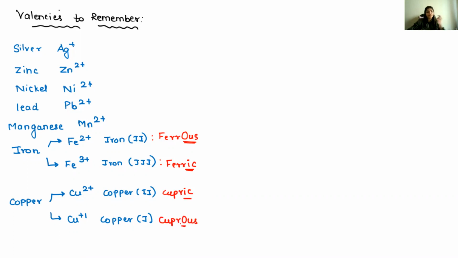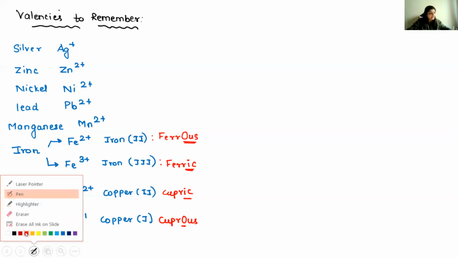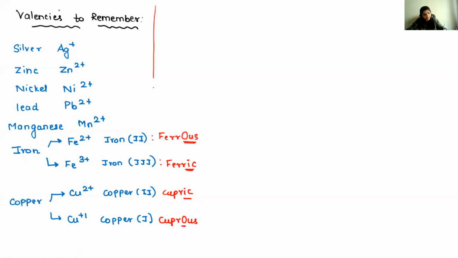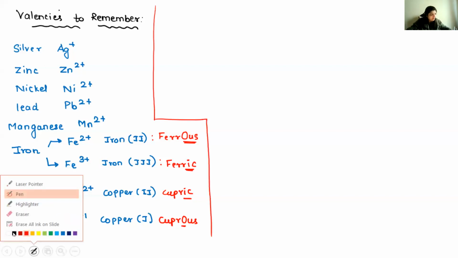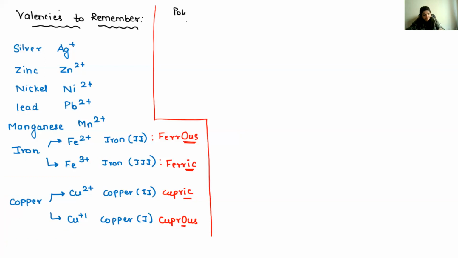The lower valency, remember, in iron +2 and +3, +2 is the lower valency, so the lower valency will end with -ous, and the higher valency will end with -ic. Copper(II) is the higher valency, so cupric. Copper(I) is the lower valency, so cuprous. Okay. So then let's go to the next set of valencies, which are called the polyatomic valencies.